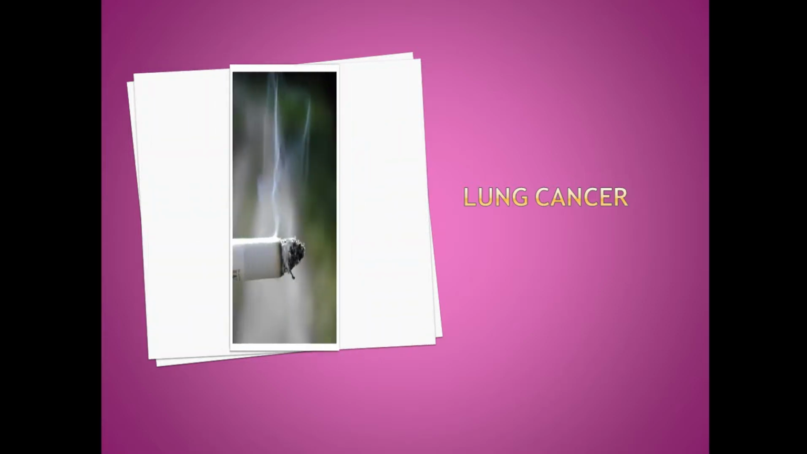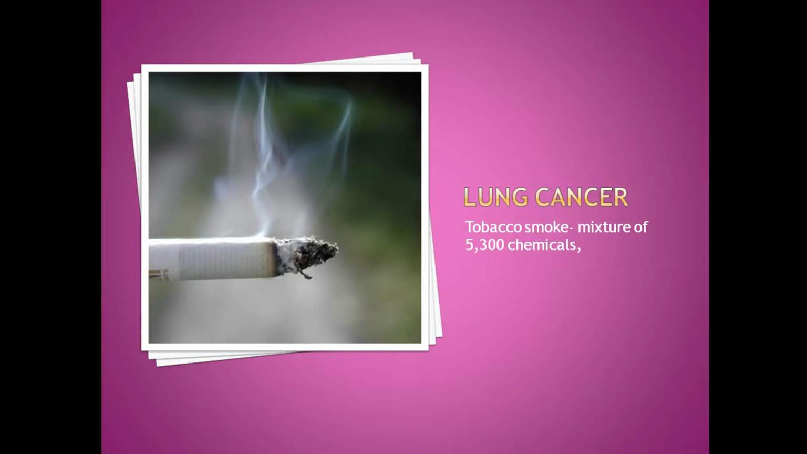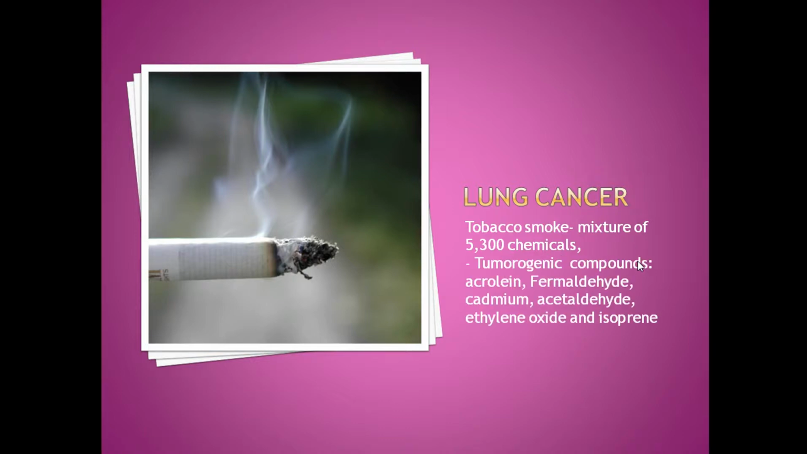Now we'll study the first type of cancer and the carcinogens associated with that cancer. That is the main focus. The first type of cancer is lung cancer. It is caused, in most cases, by smoking, because tobacco smoke contains nearly 5300 chemicals, and among them there are certain highly carcinogenic chemicals like acrolein, formaldehyde, cadmium, acetaldehyde, ethylene oxide, and isoprene.